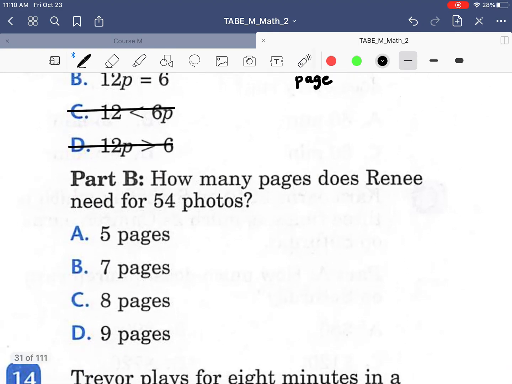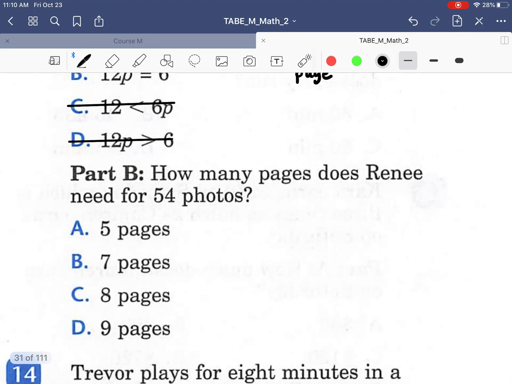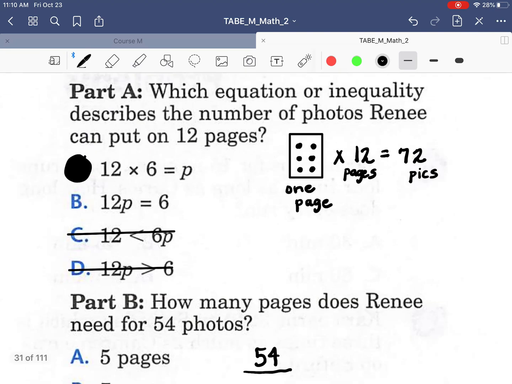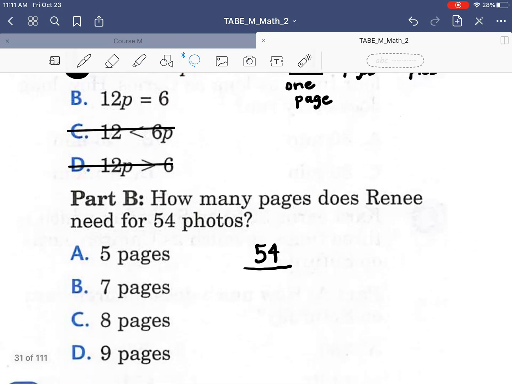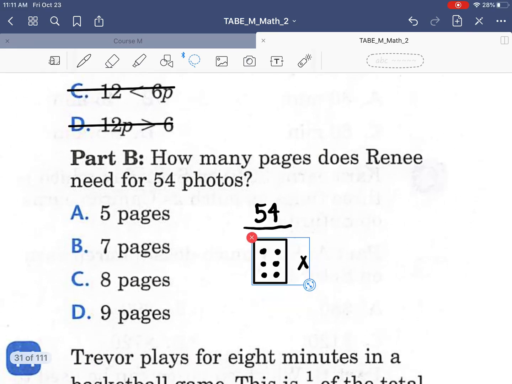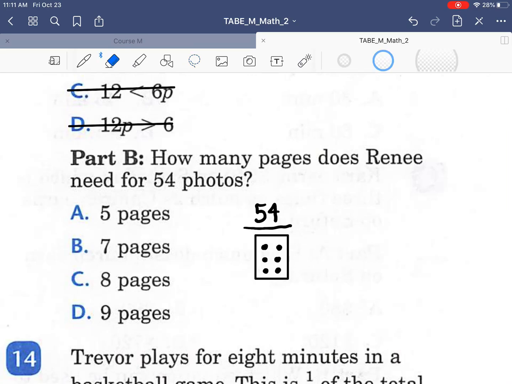How many pages does Renee need for 54 photos? Well, if you have 54 photos and each page looks like this, we are dividing 54 up into pages. So 54 divided by 6 is 9 pages. Sometimes a picture's worth 1,000 words. For me, some people don't like pictures, and that's okay too. You don't have to draw those.